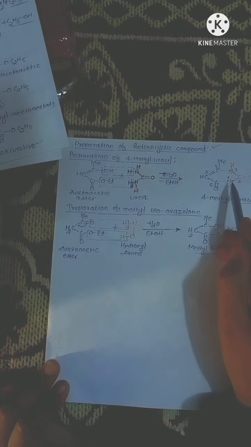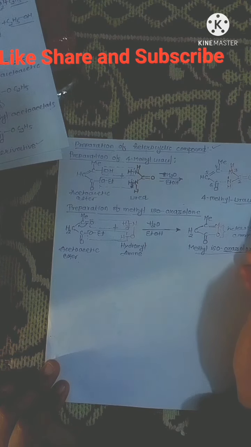Always start numbering from this nitrogen. So methyl comes at the 4th position. So it is 4-methyl uracil. In the next class we are going to see carbohydrates. Thank you very much.